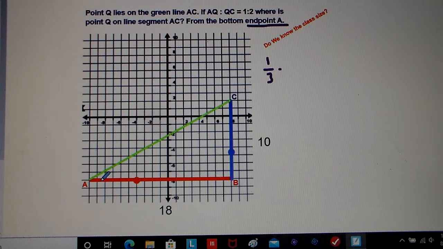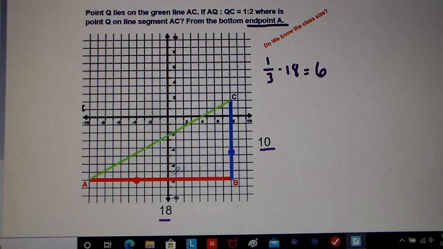Find the distance. 1, 2, 3, 4, 5, 6, 7, 8, 9, 10, 11, 12, 13, 14, 15, 16, 17, 18. So this has a length of 18. This has a length of 10. So 1/3 times 18 is 6. So we go 6 to the right from A. 1, 2, 3, 4, 5, 6. I made a little red dot there.